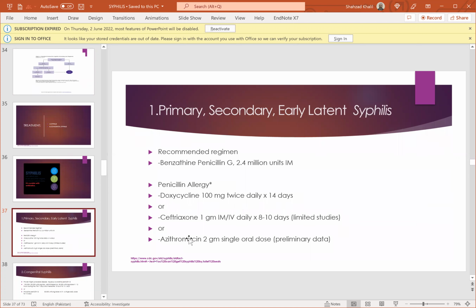Primary, secondary, early latent syphilis. The recommended regimen is benzathine penicillin G, 2.4 million units intramuscular. If a patient is allergic to penicillin, then doxycycline 100 mg twice daily for 14 days, ceftriaxone or azithromycin can be given. On ceftriaxone, there are limited studies available, and on azithromycin, only preliminary data is available.